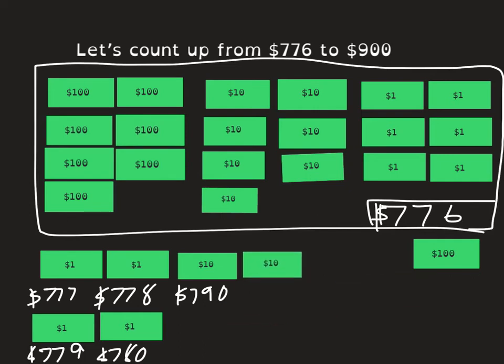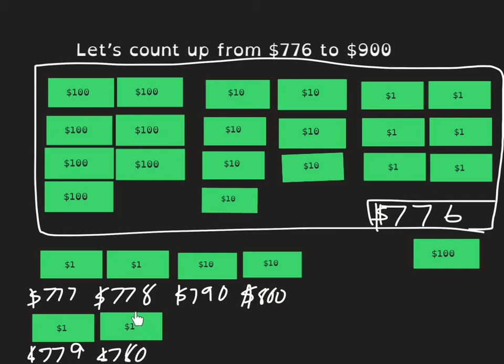Boom. I am now at $800. And there goes step 2. So let's recap. We started from our base number, 776. Step 1 told us that we need to add $1 bills to complete the 10. We need to get to our next whole $10 bill. We did that. We added 4 $1 bills. We got from $776 to $780.